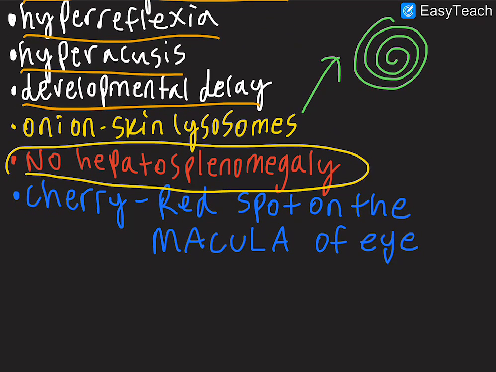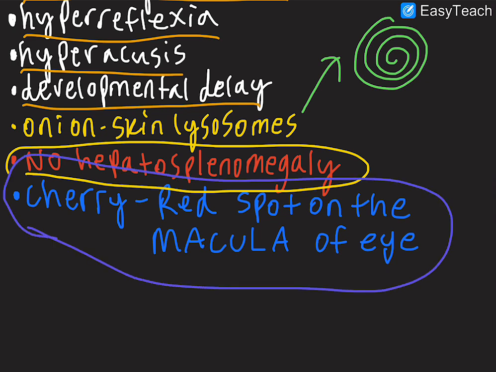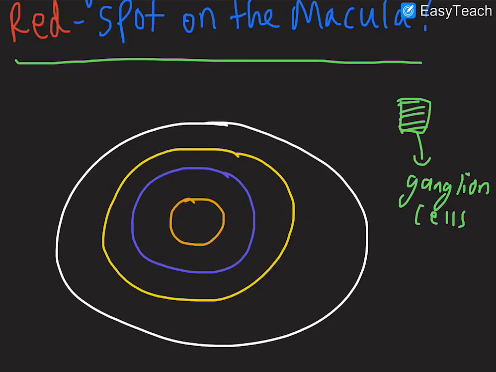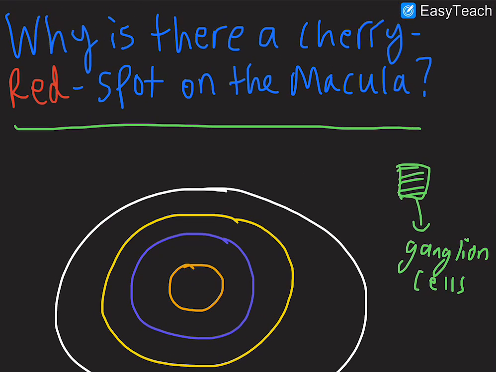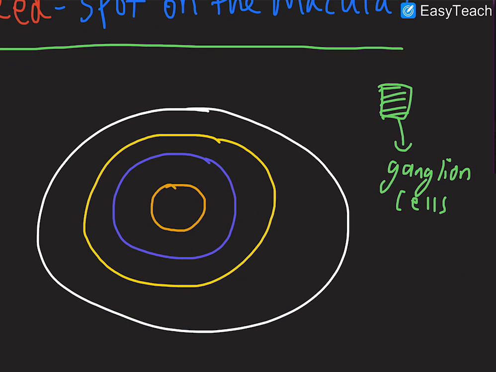And then last but not least, we have a very important thing to know, which is that in Tay-Sachs disease, you usually see a cherry red spot on the macula of the eye. A cherry red spot on the macula of the eye. So let's see why this occurs. Why is there a cherry red spot on the macula? I tried to draw this, hopefully it gets the point across.